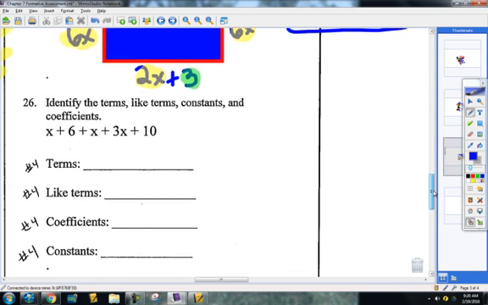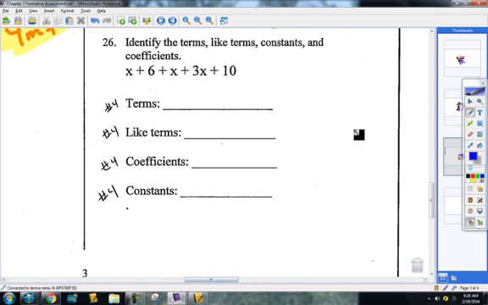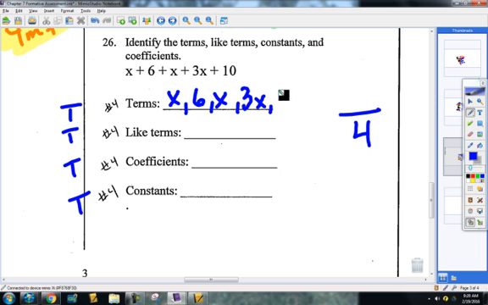Okay, next one. This number 26 right here is worth 4 points. So that means each one of these is its own point. Everybody got that? Okay, terms. Anything separated by an addition or a subtraction sign. So we got x, we got 6, we got x, we have 3x, and we have 10. Okay, like terms. The first like term I'm going to talk about is any constant is always like, right guys? So I know that those are obviously going to be like, so I'm going to write those first, 6 and 10.